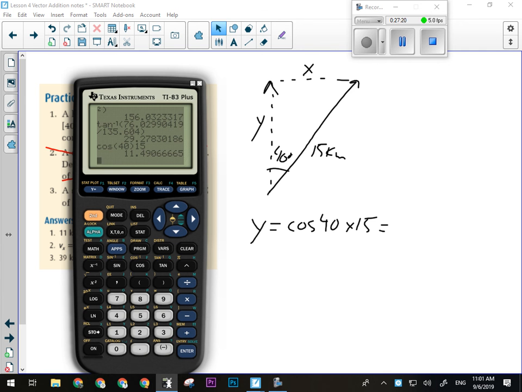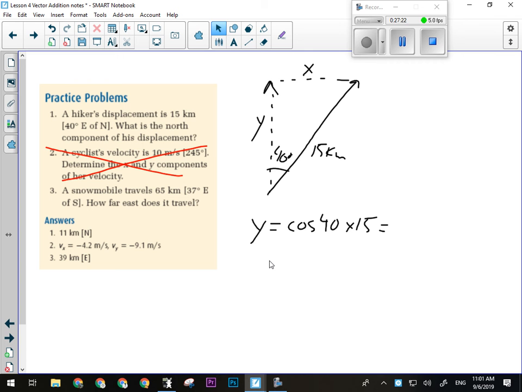Okay, so I'm getting 11.5 kilometers north, okay? There's only two significant figures there, so it's actually going to round to 11 kilometers north. Okay? Everybody with me on that one? All right, how many people have done number 3? Okay, I'm going to give you a couple minutes on number 3 then.